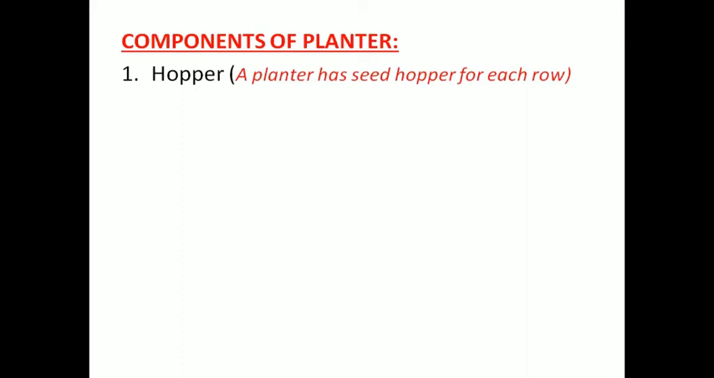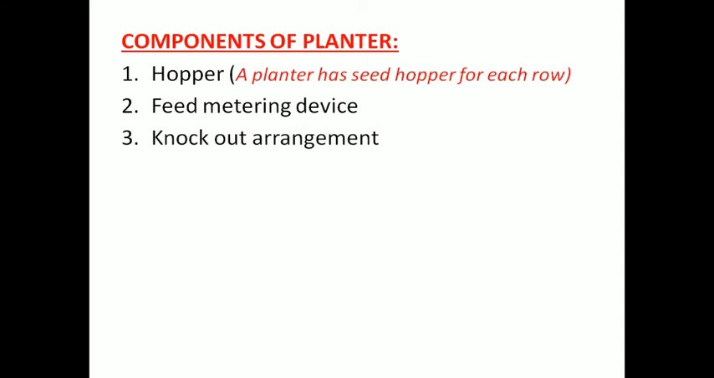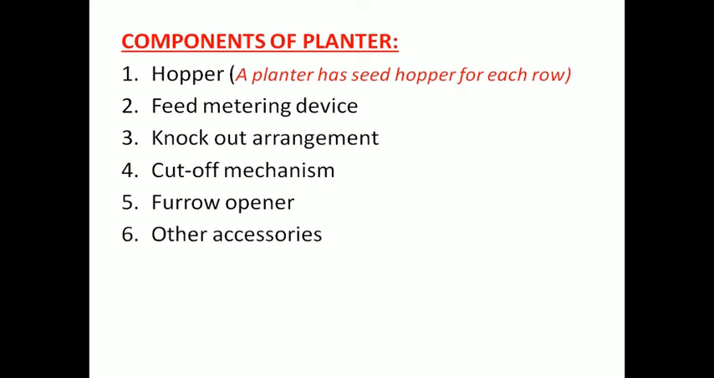Components of the planter. Hopper. A planter has a seed hopper for each row. Feed metering device, or rather a seed metering device. Knockout arrangement. Cut-off mechanism. Furrow opener. Other accessories. Transport wheel.